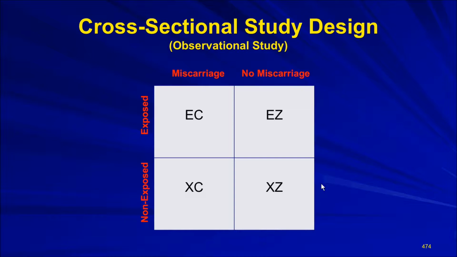So we have exposed and miscarriage. We have exposed and no miscarriage. We have not exposed and miscarriage, and we have not exposed and no miscarriage. So we've got them all, right? And these would be true positives, and these would be true negatives. And here we go. Okay?